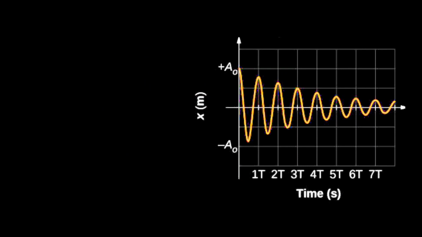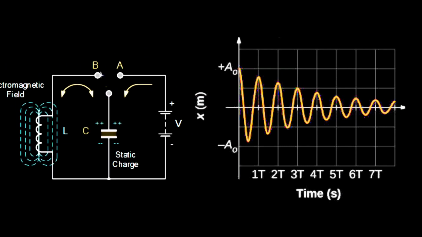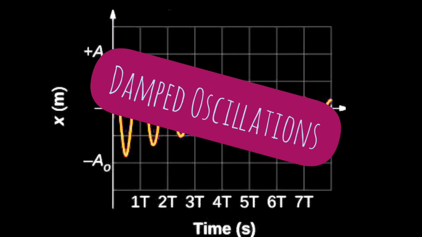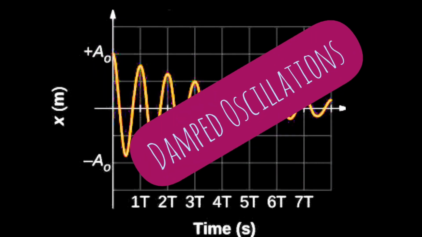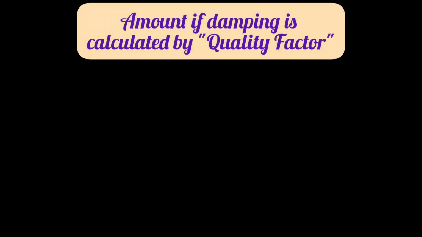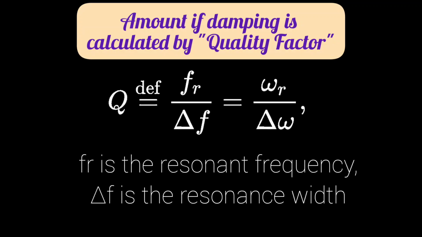In the oscillation produced by the LC tank circuit, the amplitude of those oscillations decreases at each half cycle and will eventually die away to zero. These types of oscillations are called damped oscillations, and A beta is less than 1 for damped oscillation, with the amount of damping being determined by the quality factor of that circuit.